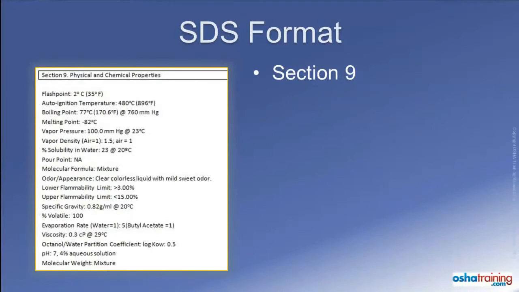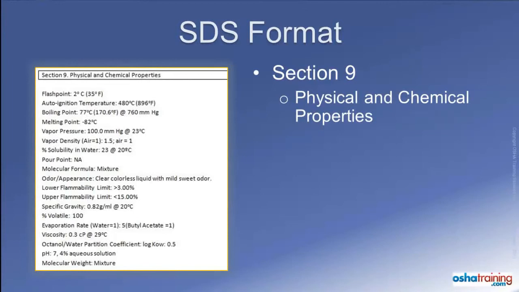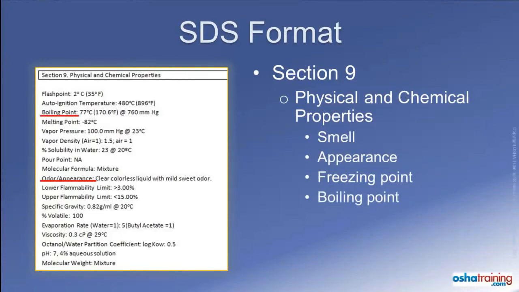Section 9 of the safety data sheet identifies all applicable physical and chemical properties associated with the product. While most workers may not care about this type of information, safety managers and engineers may have a need to know about specific information on the product, including but not limited to: what does it smell like? What does it look like? At what temperature does the product freeze or boil?